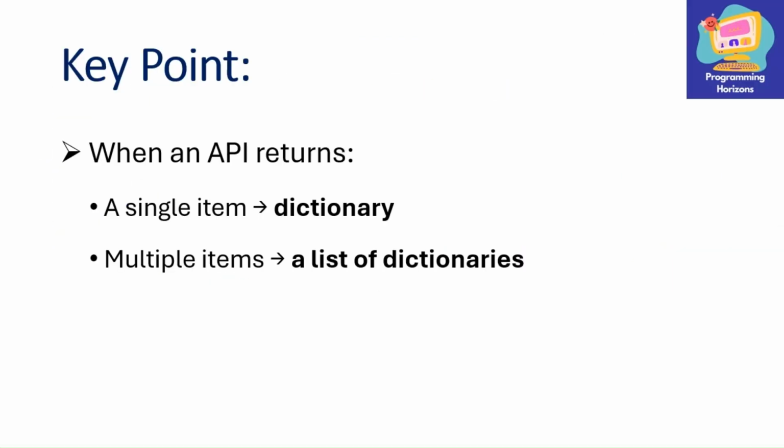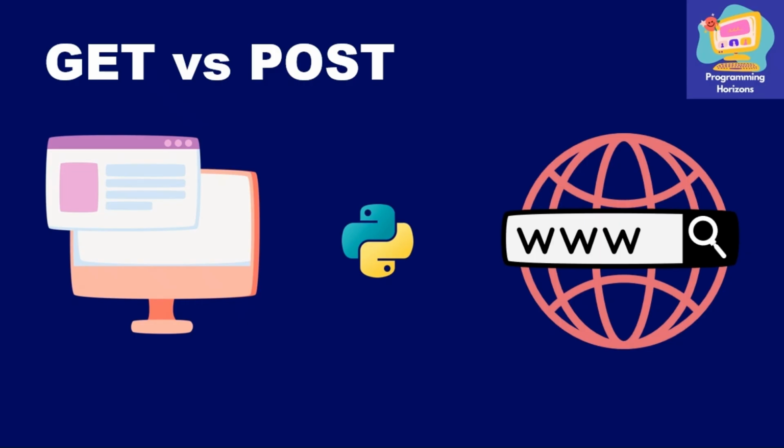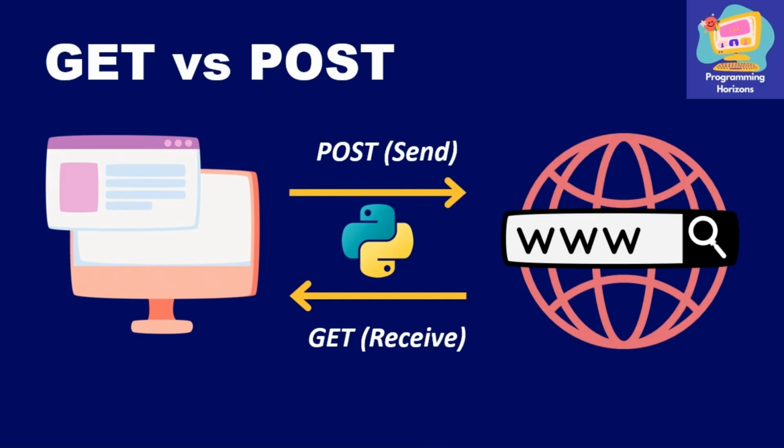So the key point to remember here is that when an API returns a single item, we get a dictionary, while if it returns many items, then we get a list of dictionaries. So far, we used GET request to fetch data from a server. But in real life, applications don't just read data, they also send data. For example, when filling a form or creating an account. For this purpose, we use a POST request.